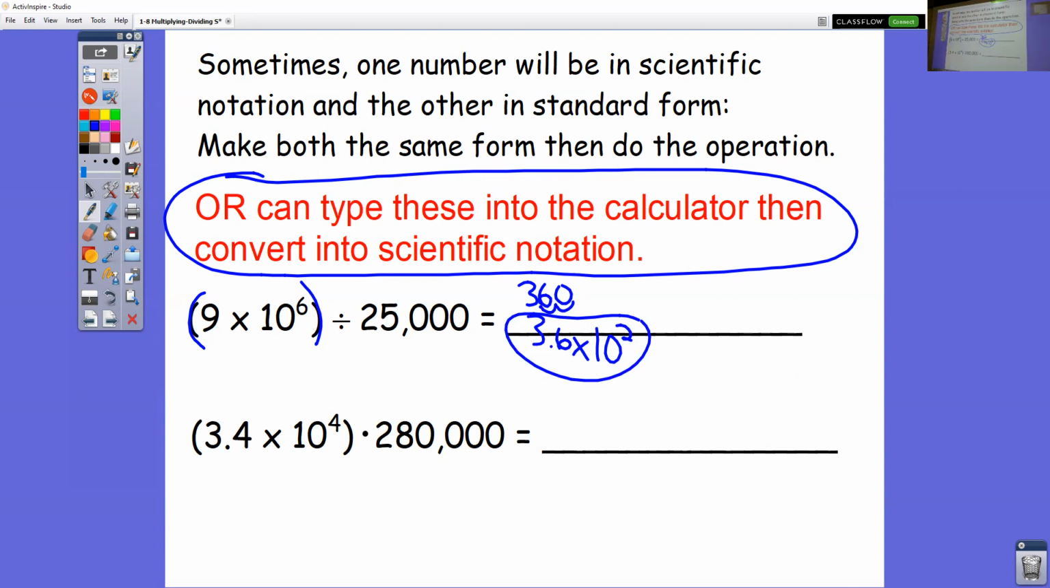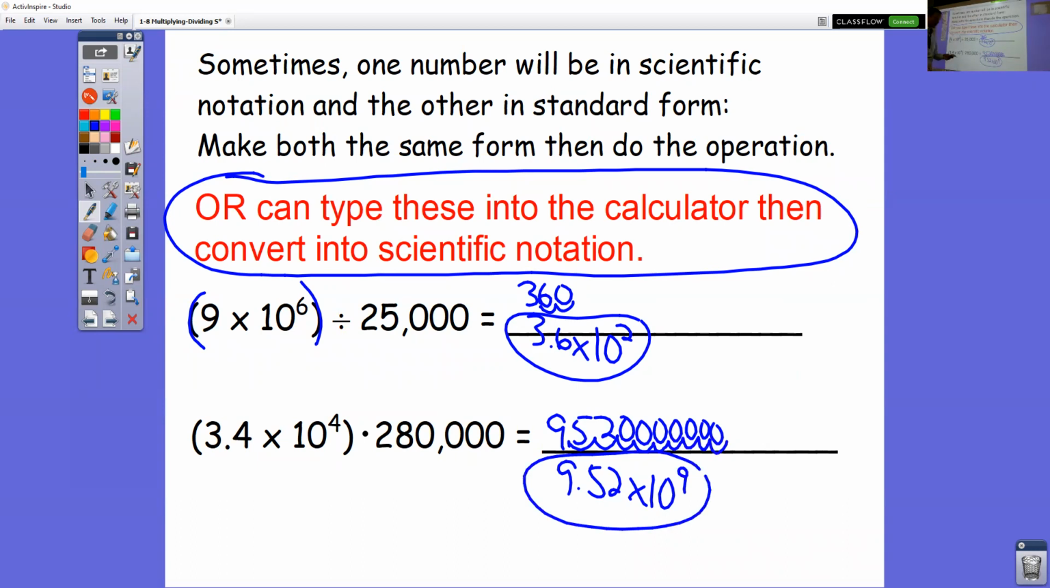For the second one, it's a multiplying one. You type it right into the calculator exactly how it is. You get 952, and then you have 7 zeros. So that's going to be 9.52 times 10. Decimal point in between the 9 and the 5. 1, 2, 3, 4, 5, 6, 7, 8, 9 times 10 to the 9th power.